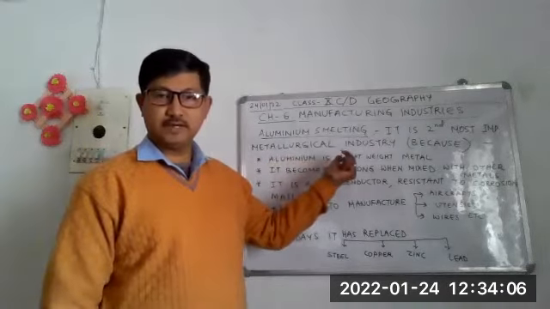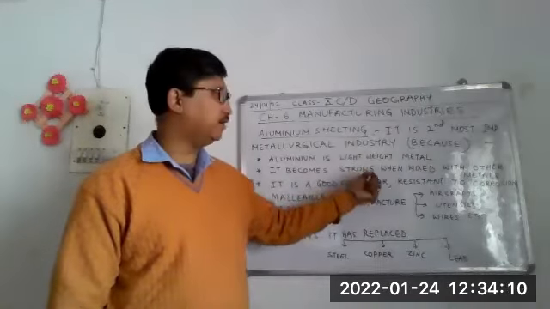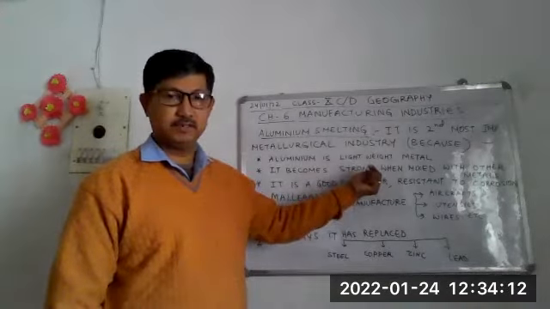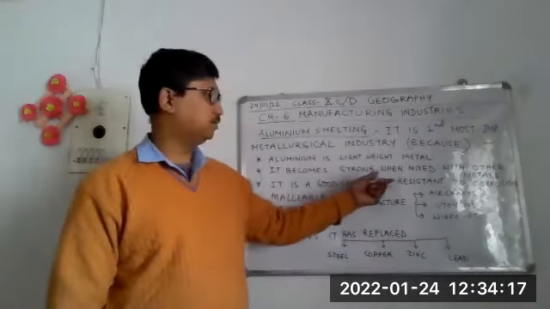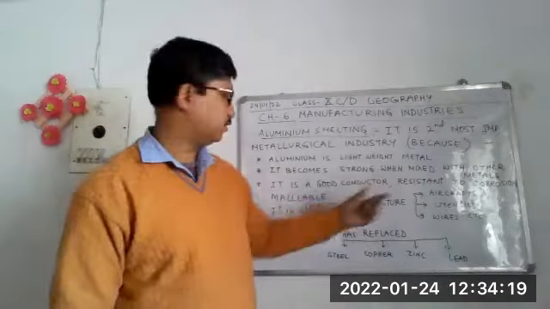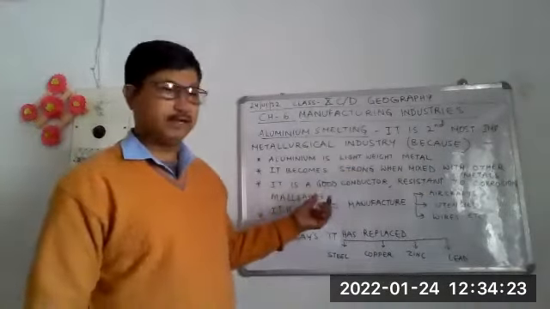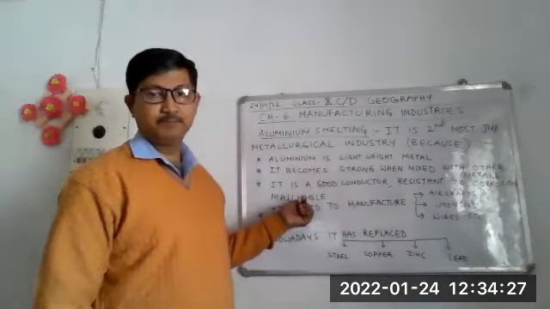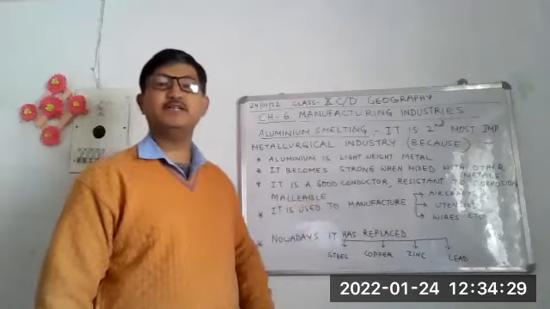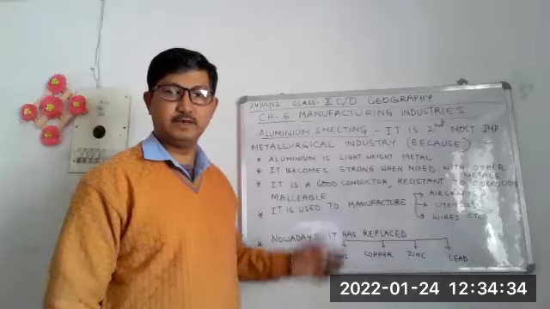Because it is a very lightweight metal. It can be made strong by mixing with other metals. Then it is a very good conductor of heat and electricity. It is resistant to corrosion. जंग नहीं लगते हैं, stable metal है, and it is malleable. It can be beaten into sheets. It is ductile. Other properties include luster, sonorous, malleable, ductile.